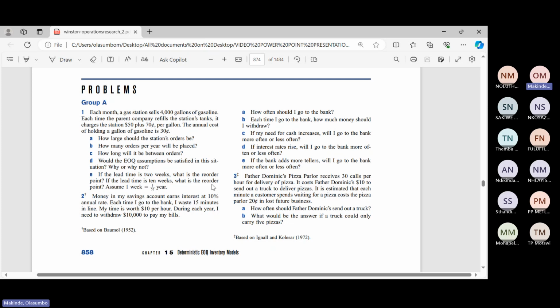Because now you need to convert, because I know that when I go to the bank, I'm spending 15 minutes. So I need to convert that 15 minutes to an hour and multiply it by $10, because that will tell me the worth of the time I spend to get my money out of the bank, which is the time to place the order in terms of monetary value, which is K. Thank you very much. Correct.